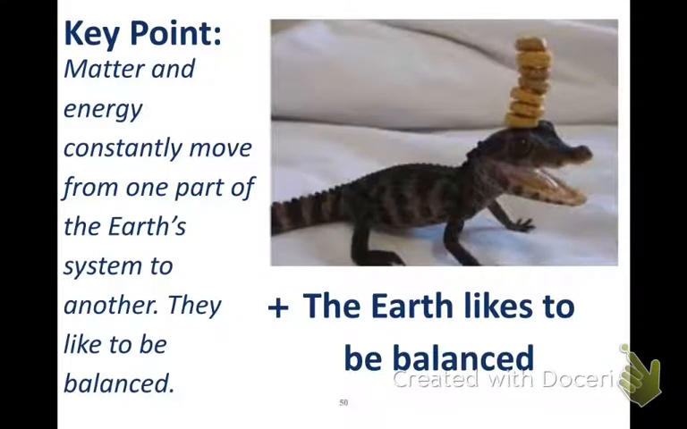Key point. Remember, only write the bolded part. The Earth likes to be balanced. This is a key phrase that I will come around to a whole bunch. Even when I get back and we're looking at environmental stuff, I'm going to keep talking about how the Earth wants to be balanced. That is the whole goal of the Earth, I guess you could say. The Earth wants to be balanced out.